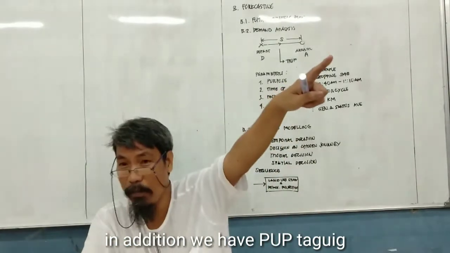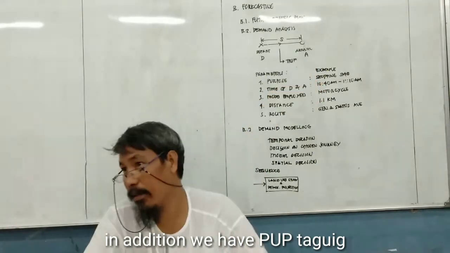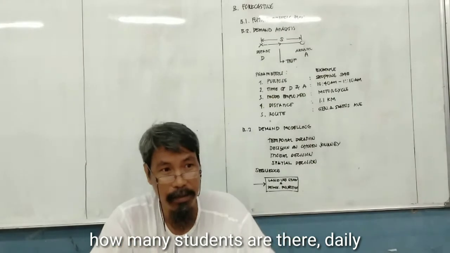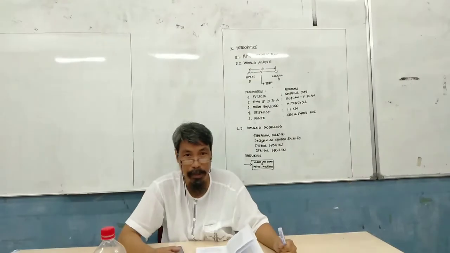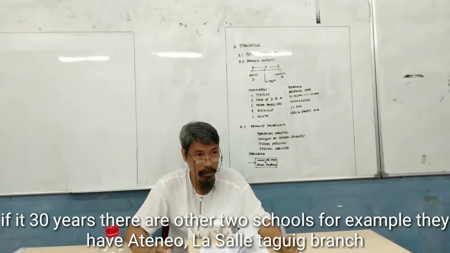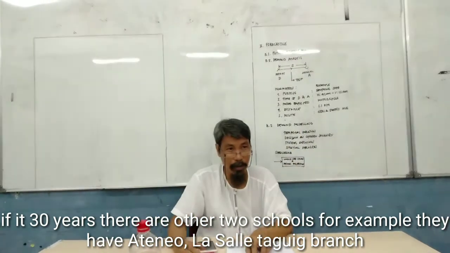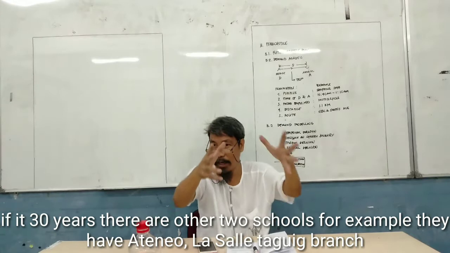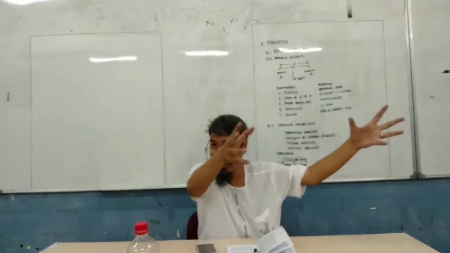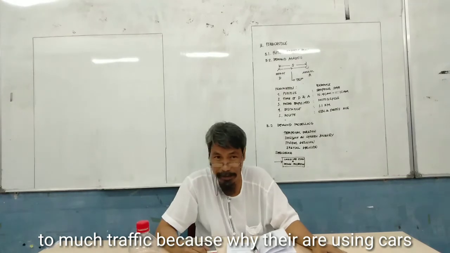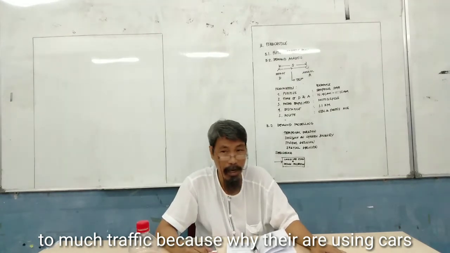In addition, we have PUP Taguig. How many students are there daily? Oh, if in 30 years there are two other schools, for example, we have Ateneo, La Salle, Taguig Branch, no? There, no? Too much traffic. Because why? They are using cars.